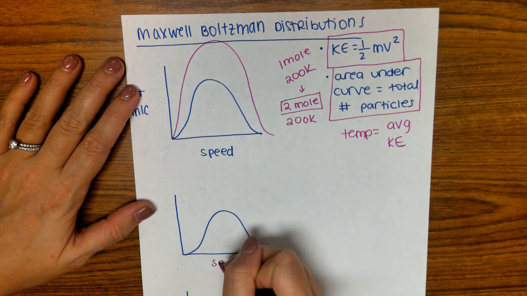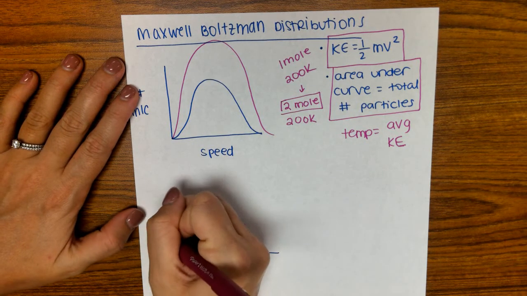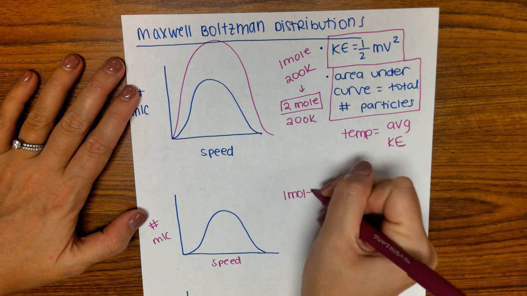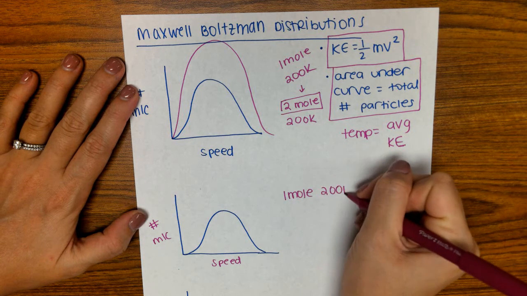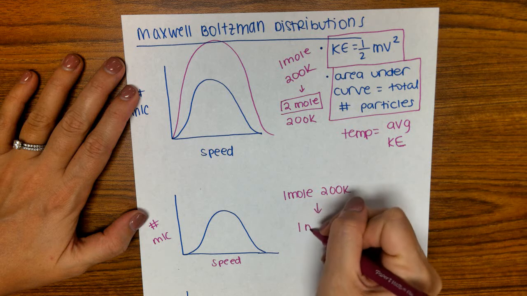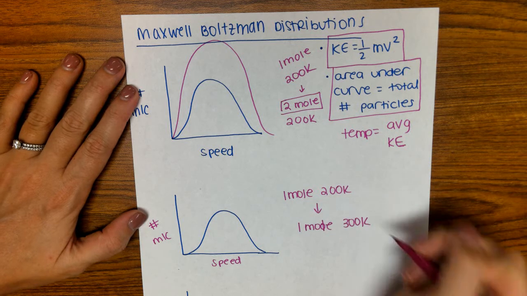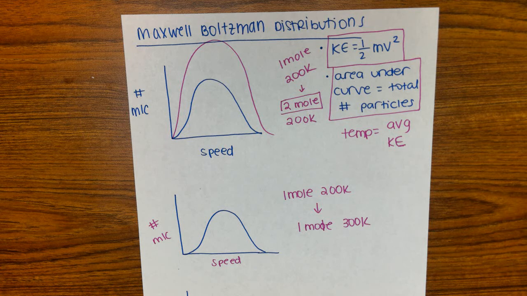Okay, and let's look at this one. And again, remember, x is speed, y is number of molecules. Let's say this was 1 mole of gas at 200 K, and I said I wanted you to draw 1 mole of gas at 300 K.